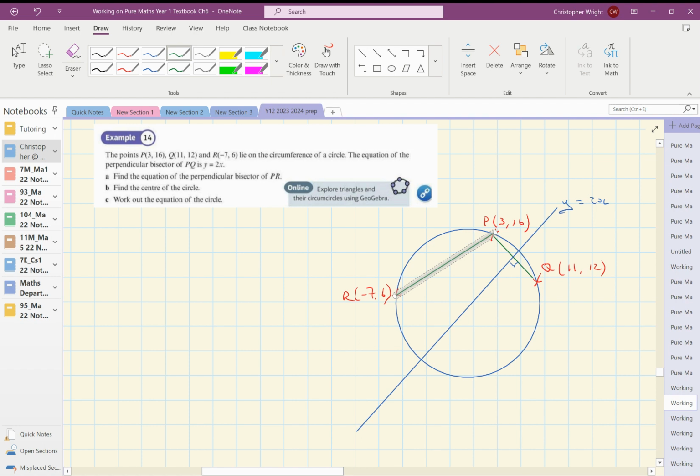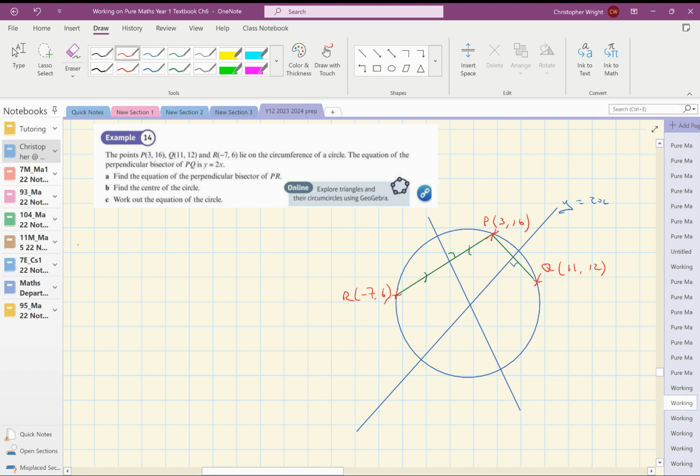And we need to find the equation of the perpendicular bisector of PR. So we're trying to find the equation of that line there. So this is the bisector, so it cuts halfway through. It's a perpendicular bisector, so its gradient is the negative reciprocal of the gradient of PR. Excellent. So let's find out all these things about PR then, shall we?